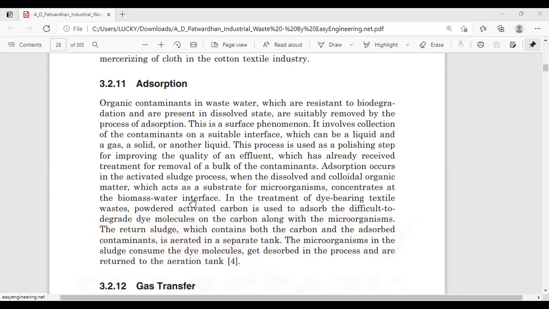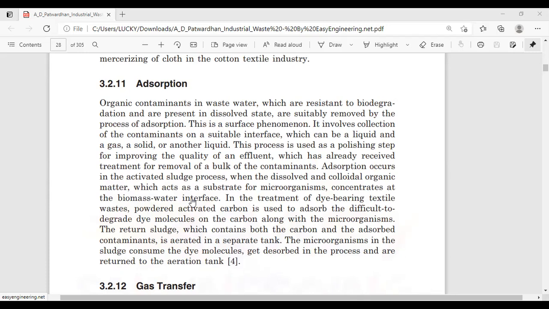It involves collection of the contaminants on a suitable interface, which can be a liquid and a gas, a solid, or another liquid. This process is used as a polishing step for improving the quality of an effluent which has already received treatment for removal of a bulk of the contaminants.